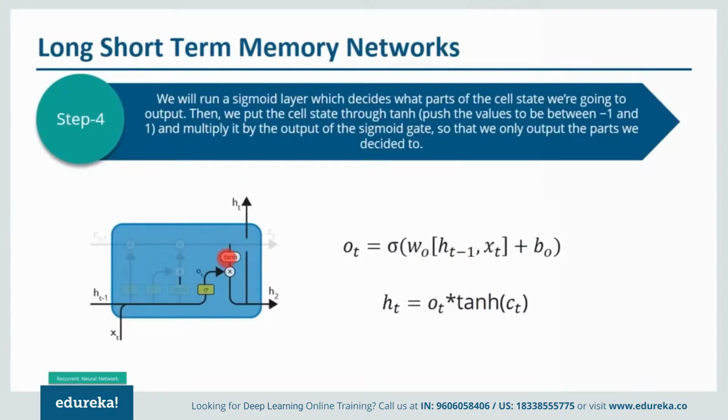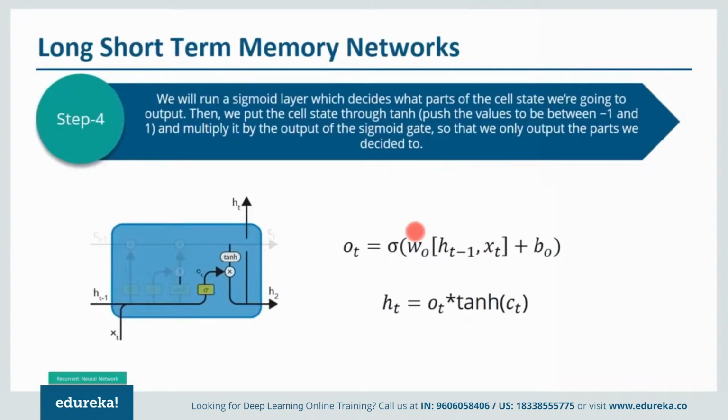And why do we do that? Just to push the values between -1 and 1. So after multiplying OT, that is this value, and tanh of CT, we'll get the output ht, which will be a new output, and that will only output the part that we decided to. Whatever we have decided in the previous steps, it will only output that value.